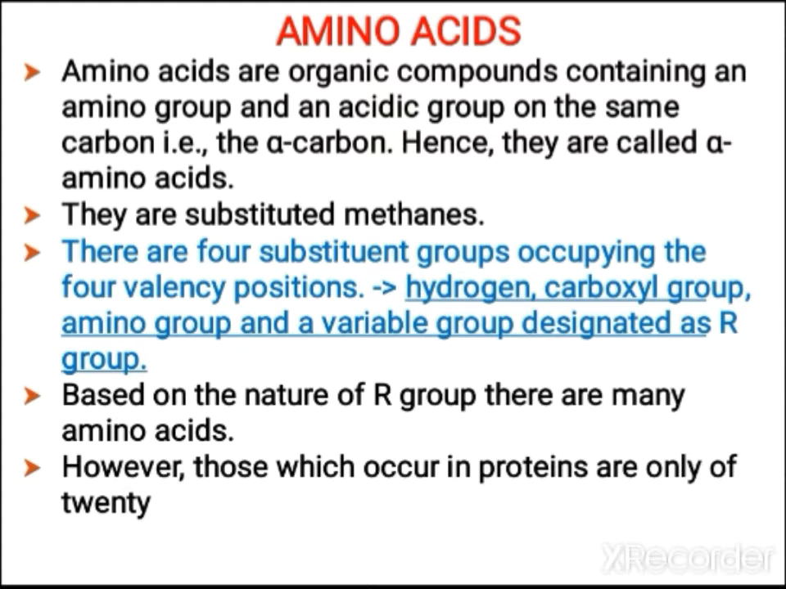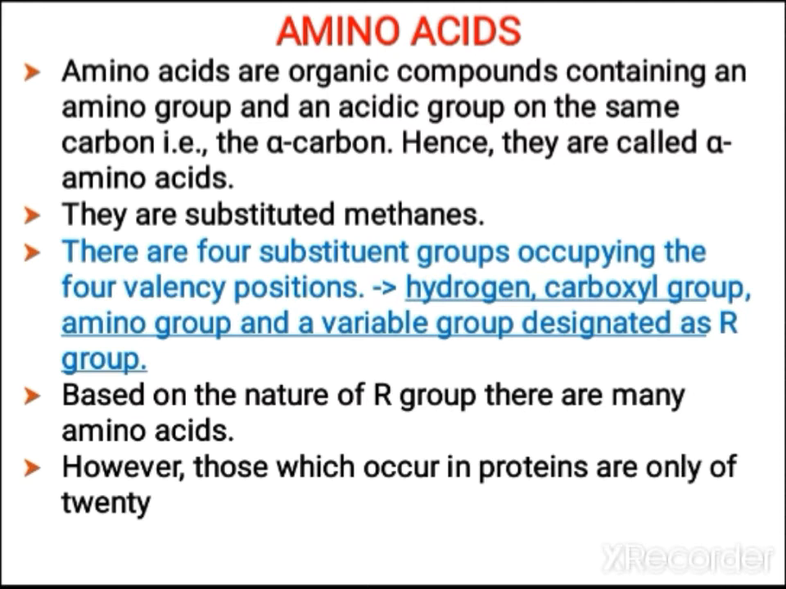First, let us study amino acids. Amino acids are micromolecules. These are organic compounds containing an amino group and an acid group, that's why the name amino acids. Both are present on the same carbon, which is the alpha carbon. That's why amino acids are known as alpha amino acids. They are substituted methanes, so there are four constituent groups occupying the four valency positions.